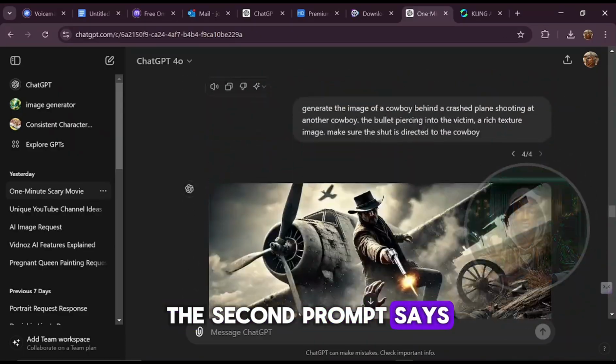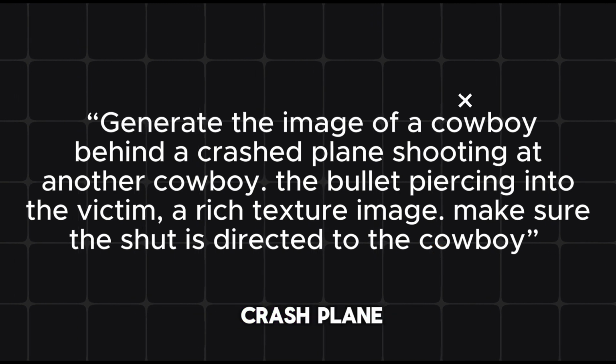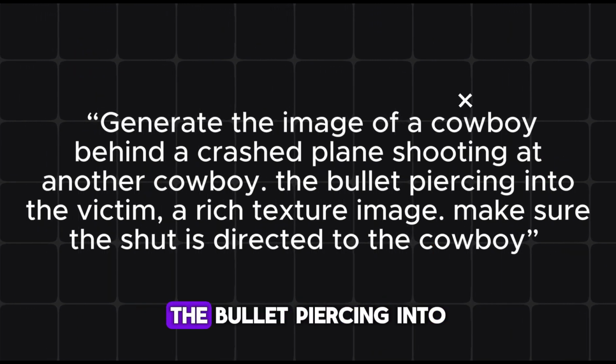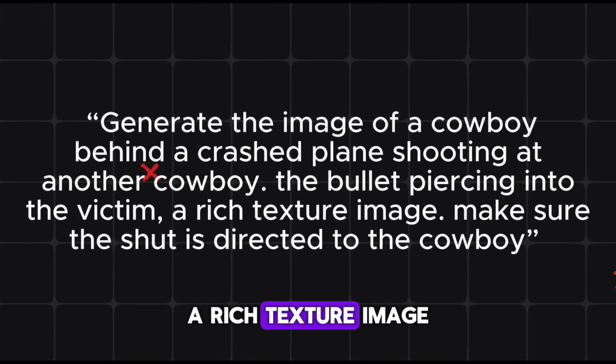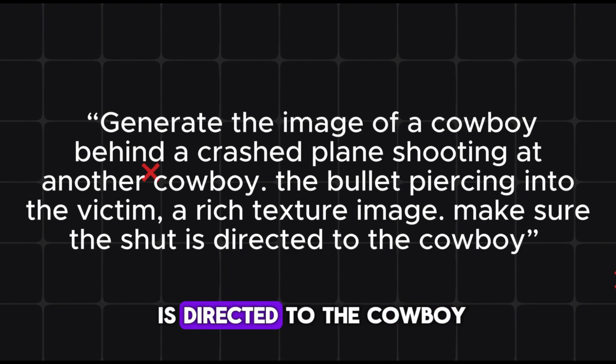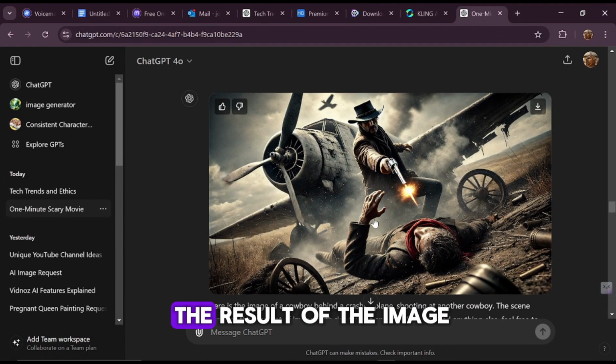The second prompt says, generate the image of a cowboy behind a crashed plane shooting at another cowboy. The bullet piercing into the victim, a rich texture image. Make sure the shot is directed to the cowboy. And here you have the result of the image.